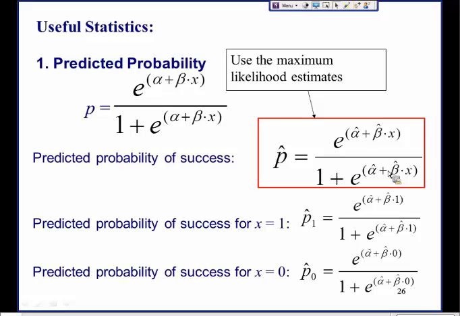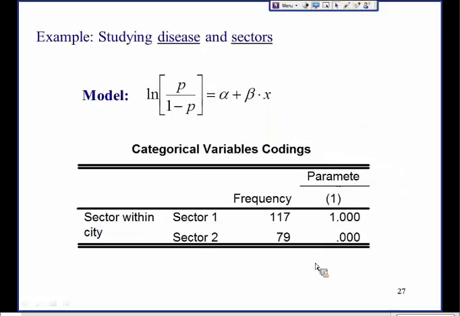So what you do then, if your predictor variable is like a sector, right? If your predictor variable is living in sector 1 or sector 2, let's say sector 1 is 1, sector 2 is 0, then once you found a model by estimating alpha and beta, you can just plug in 1 or 0 to predict the probability of getting disease or not getting disease, right? I hope that makes sense. All right, we will see some examples there.